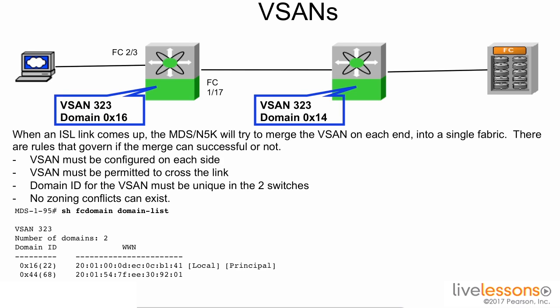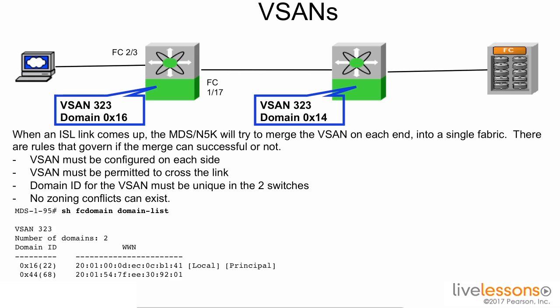There are some rules that I need to be careful of. For instance, a VSAN must be configured on each side. So if I have VSAN 323 on one switch, I need to have VSAN 323 on the other switch before that VSAN is permitted to cross the link. That VSAN must also be allowed on that trunk link or that ISL. And the domain ID, or the fabric domain ID, for each switch must be unique. And finally, there can't be any zoning conflicts, which we'll learn about later on in this slide.